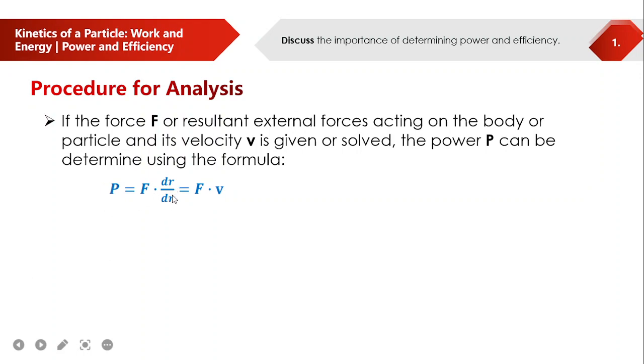This is dt, not dr. The dU over dt is equals to F dot v. So this is how you compute for power in terms of force and its velocity. So that will be P is equals to Fv cosine theta. So ganun lang yung pag-solve ng power mo.